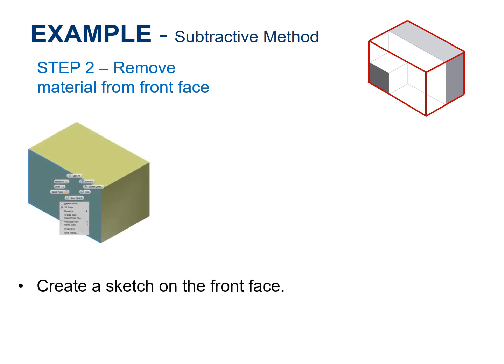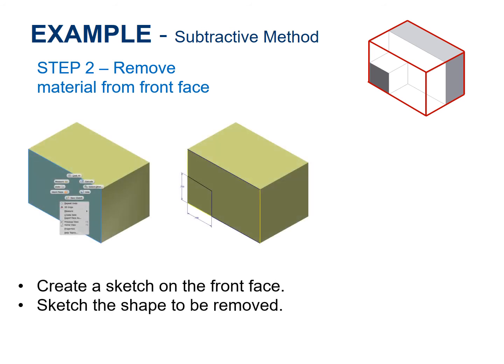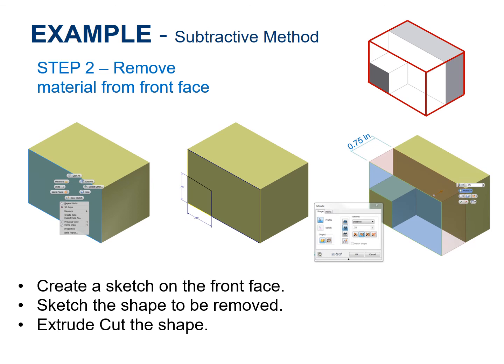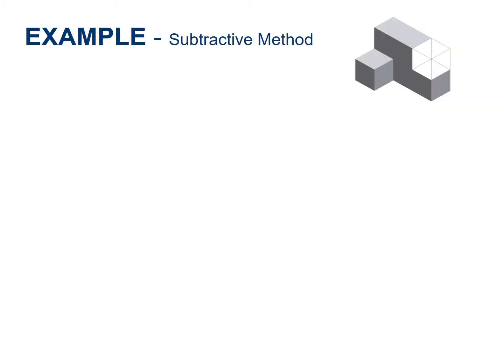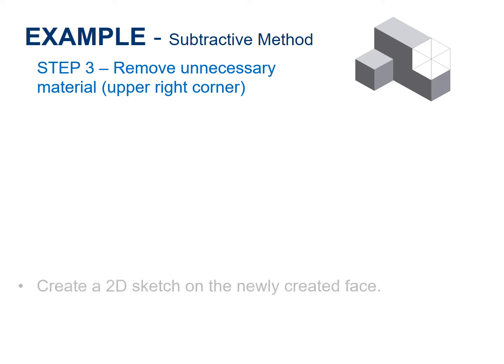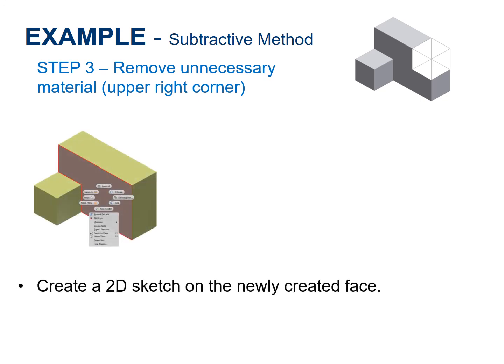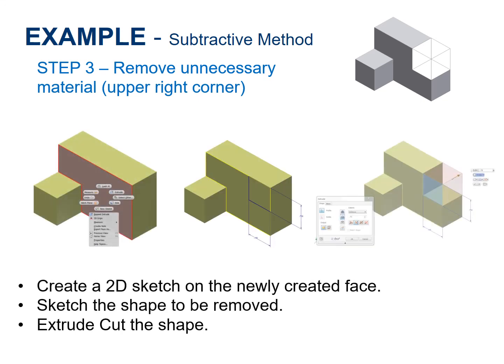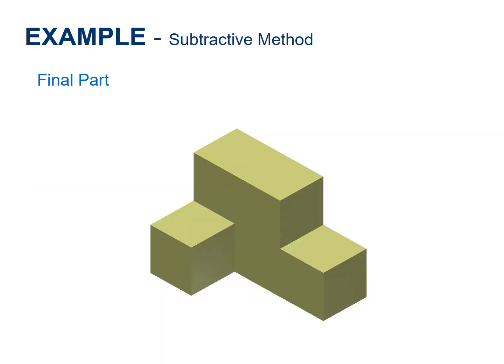So we would create a sketch on the front of this rectangle. And then we would extrude it, but we would use the cut option to extrude the part of the material that we want to cut away to create the final shape. We would remove the unnecessary material by using that cut option in the top right hand corner. So we would create another sketch on the front of that object, draw the rectangle in the top right hand corner, and then we would extrude that and use the cut option to cut that material out to get the final shape that you see on the screen.